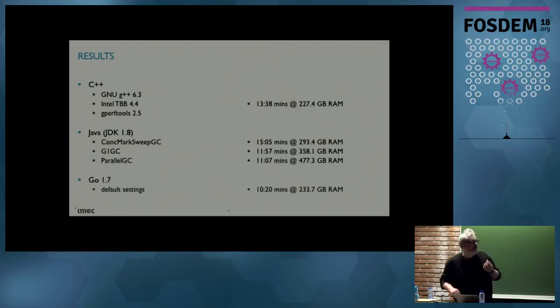And so now, drum roll, Go 1.7. This is the result. With the default settings, no tweaks, we get 10 minutes and 20 seconds, which is faster than all the others, at an amount of RAM that's pretty close to optimal, also compared with the Lisp version. So that was pretty impressive. We were skeptical in the beginning, but this is a really impressive result.